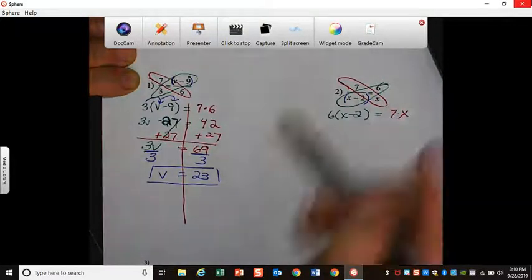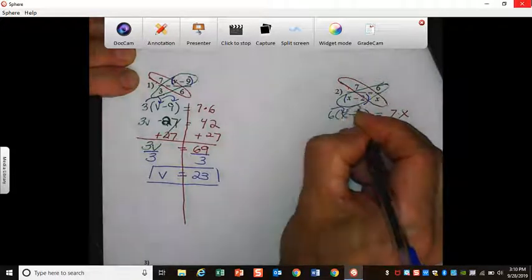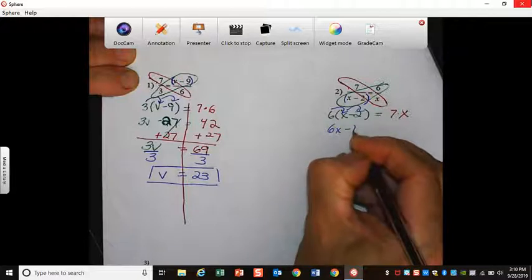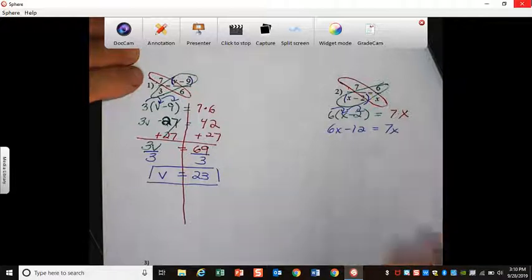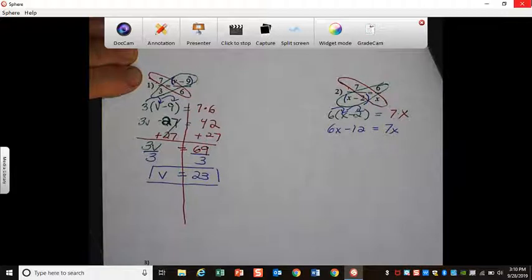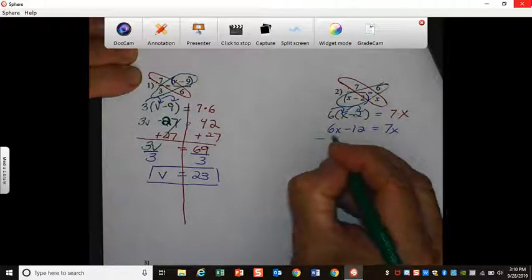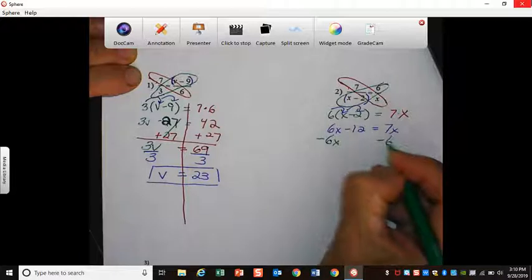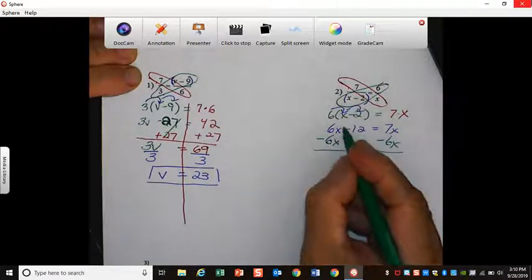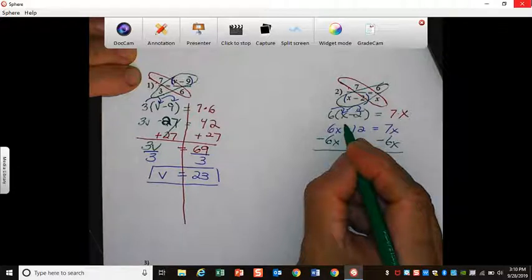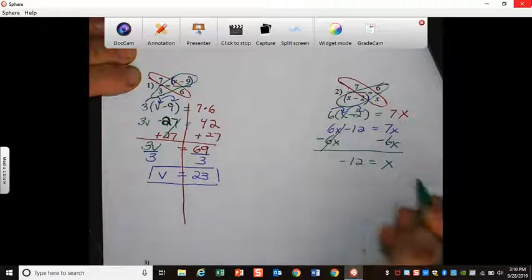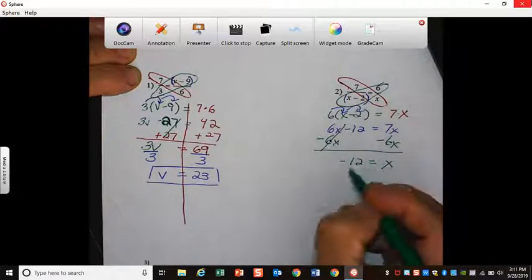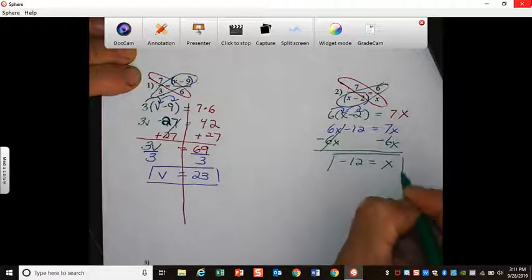I have to distribute that 6 over both terms. I get 6x minus 12 equals 7x. And I'm going to subtract 6x from both sides, because then I can do it in one step. 6x minus 6x cancel. You're left with negative 12 equals x. And that's our answer.